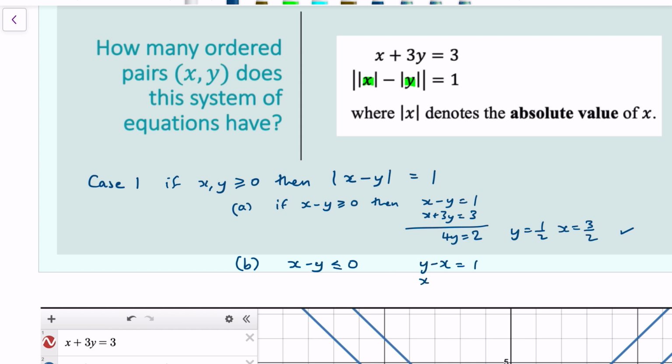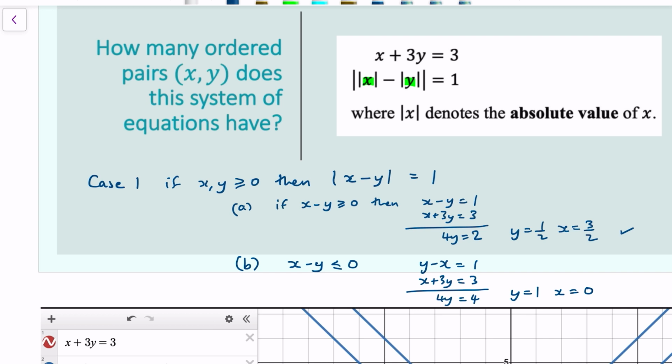Put together with the other equation, which doesn't change if x and y are both positive or negative. It doesn't really matter because there's no absolute value symbols in that other equation. And if we solve that simultaneously by addition, we get 4y equals 4, y is equal to 1, and if y is 1, x is 0.